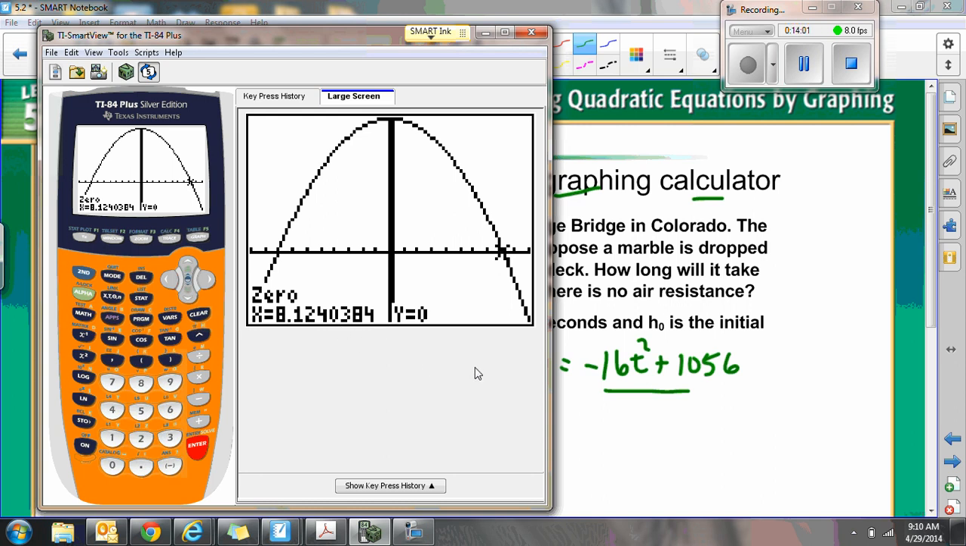So if this marble were dropped from a height of 1056 feet, it's going to take about 8.12 seconds before it reaches the water. Pretty neat use of the graphing calculator. Feel free to use this technique if you have one. However, do make sure you know how to do this by hand because you're going to be required to do both.